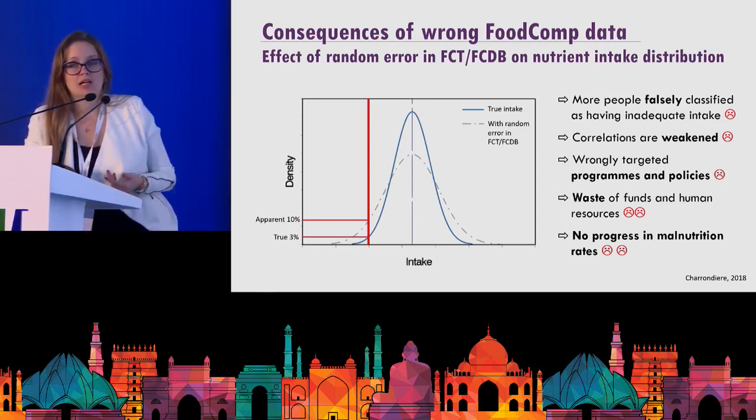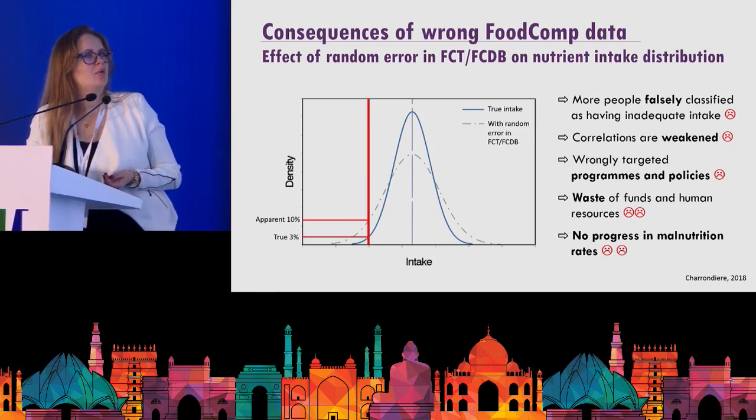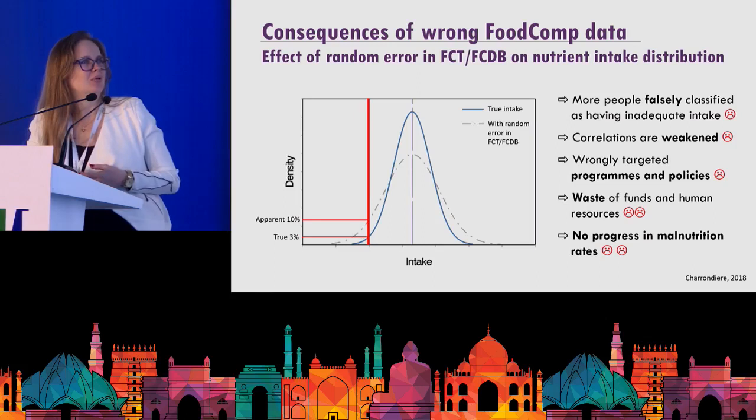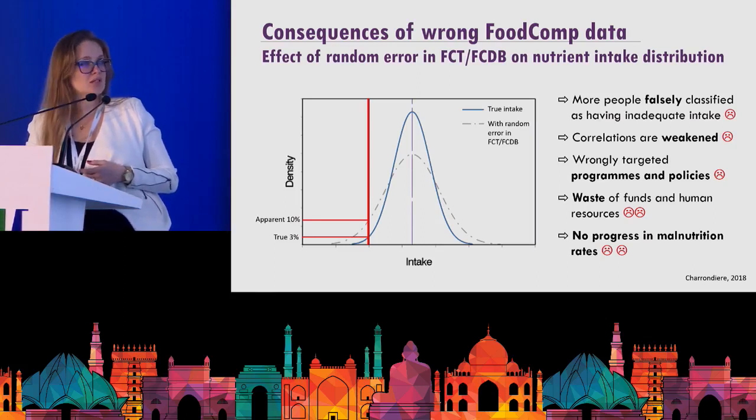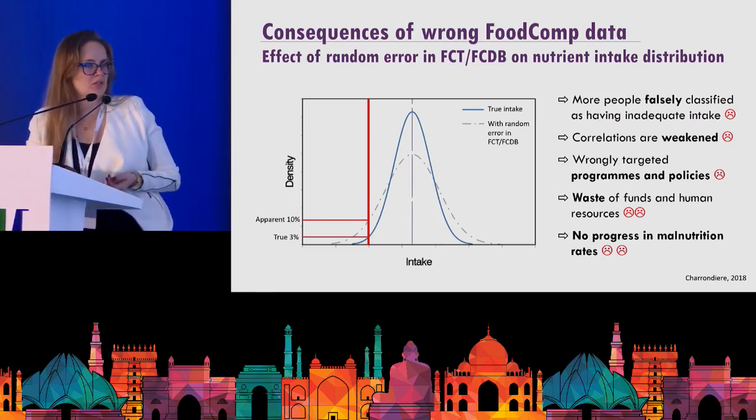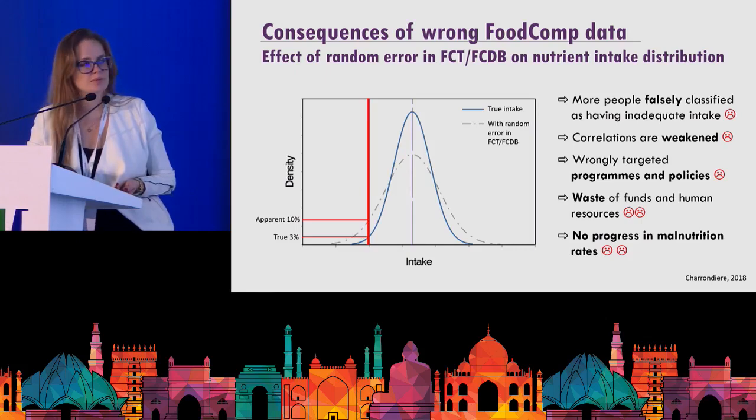So the correlations are weakened when we have this type of result, and it will result in wrongly targeted programs and policies, meaning that we will waste funds and human resources, and we will have no progress in malnutrition rates.